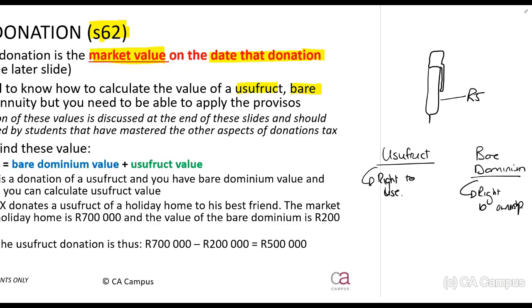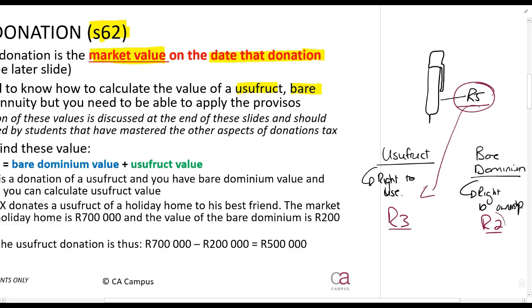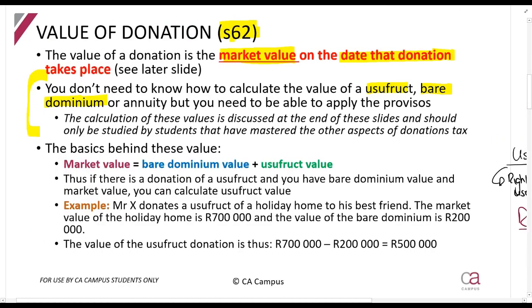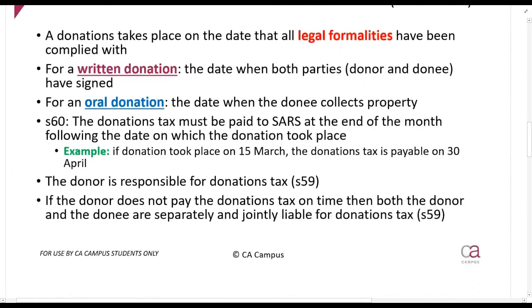Now, this 5 rands will work like this. The usufruct will be worth 2 rands, and the bare dominium will be worth 3 rands. So together it's 5 rands. So if I tell you the market value is 5 rands, and you've got a usufruct of 2 rands, then you know the bare dominium is 3 rands. I don't want you guys to spend too much time on that. You will see it in some of your lecture examples, but like I mentioned, they will give you the amounts.